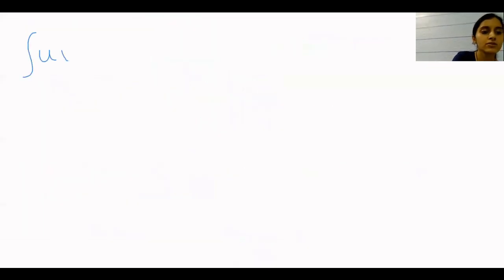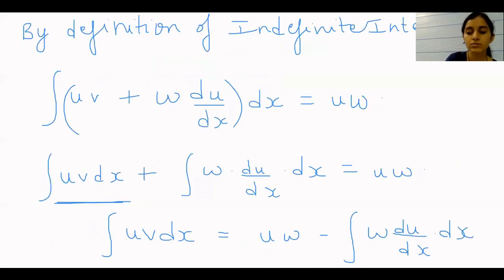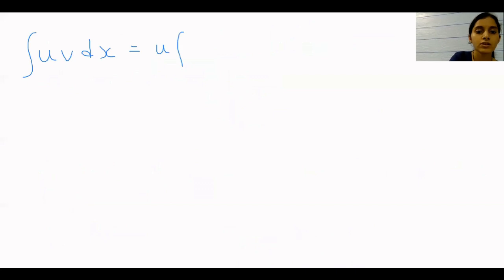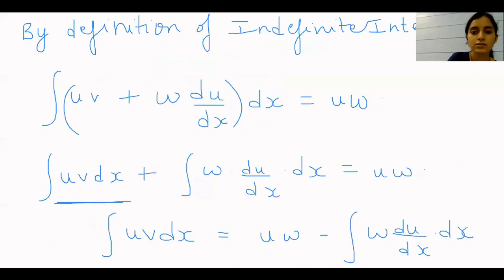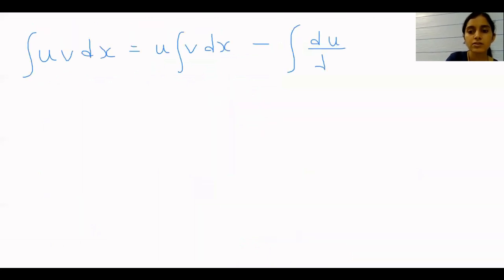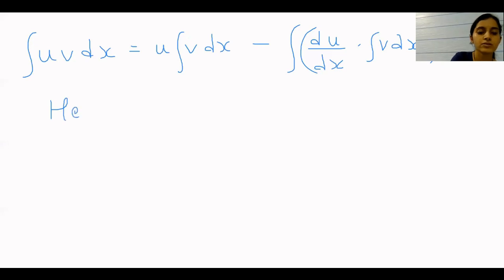So the integral of two functions is equal to the first one, uw, that is u integral v dx, minus integration of du by dx into integral v dx, the whole thing, into dx. Hence proved. This is your integration by parts theorem.